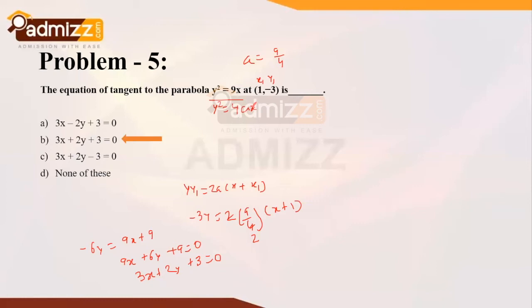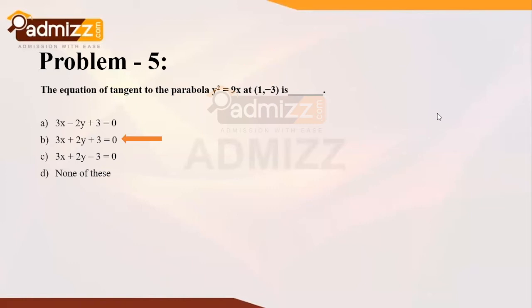So this is the process of how to find the equation of tangent to the given parabola, that is y square is equal to 9x at a given point. Now this point is located on the parabola itself. So these were a few of the concepts which were dealing with the concept of parabola.